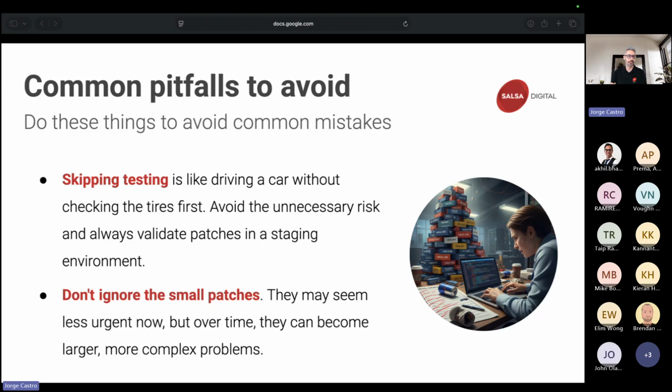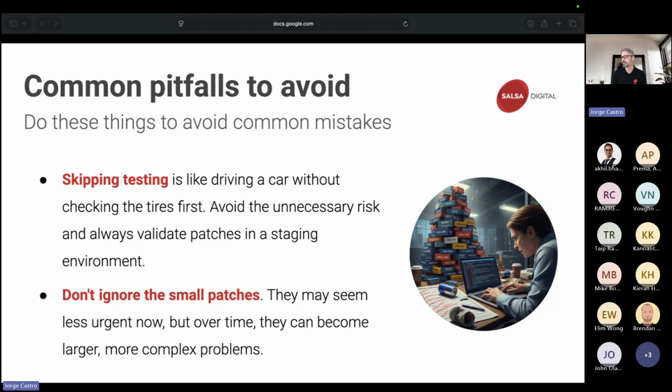So similarly, do your testing. Don't apply without testing and checking those patches. And don't ignore the small ones either. It may be very easy to just ignore them and say, look, it's a small patch. It's not important. Drupal says it's not critical. Let's just forget about it. Let's focus on those shiny new features. Yeah, the shiny new features are really important, but you neglect security, you neglect your patches.